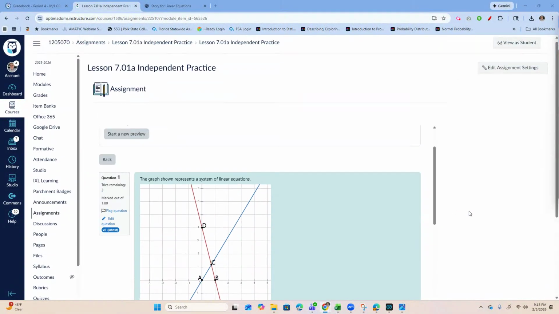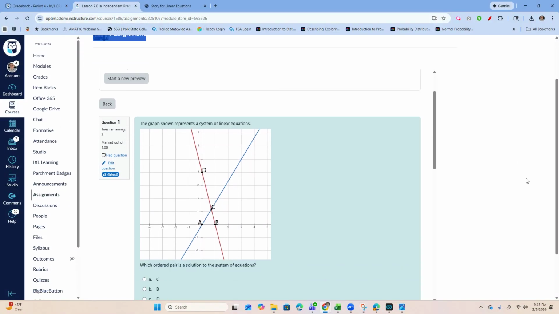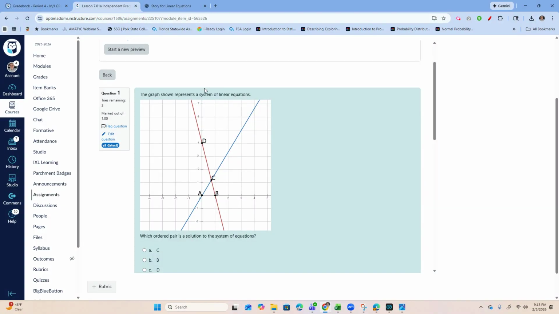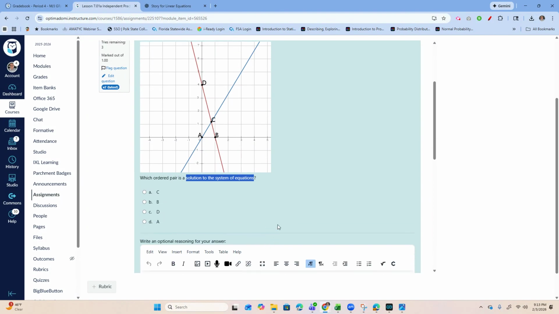All right, here is the video of lesson 7.01a independent practice. Here we're working with something called a system of linear equations. Basically, we're going to see two lines, and the solution or the answer of the system is when the two lines meet. So when they ask what is the solution of the system of equations, you're going to look at the two lines you see in the graph and you want to see whether they meet.